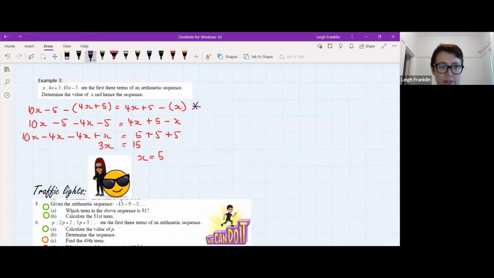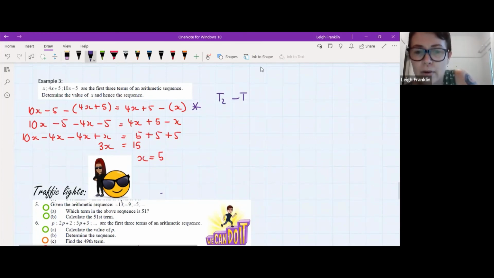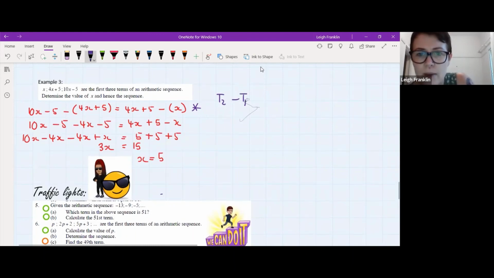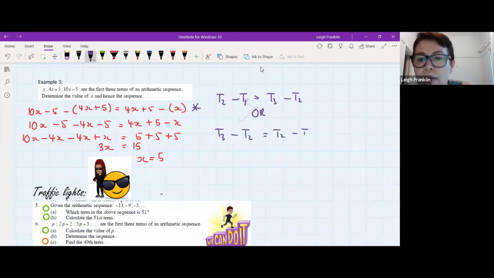Ma'am, is this the one where term 2 minus term 1 is equal to that one? Yes, quite right. So this is where you say term 2 minus term 1 is term 3 minus term 2. Okay, so I'll just write that here for you. It doesn't matter which way around you do it. If you say term 2 minus term 1 is term 3 minus term 2, or if you want to, you can start the other way around and say term 3 minus term 2 is term 2 minus term 1. It doesn't matter.